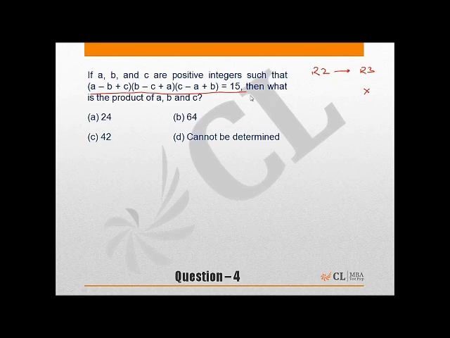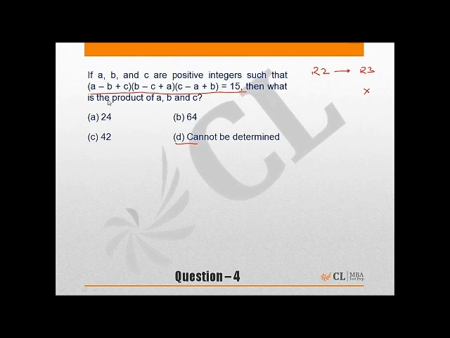The reason is this choice: cannot be determined. The moment I have a choice like cannot be determined, and in this kind of a question where I may need to make cases, it is possible that there will be multiple answers, which means I'll have to do a larger amount of work. But let's see, why am I saying that? Let's try solving this question.